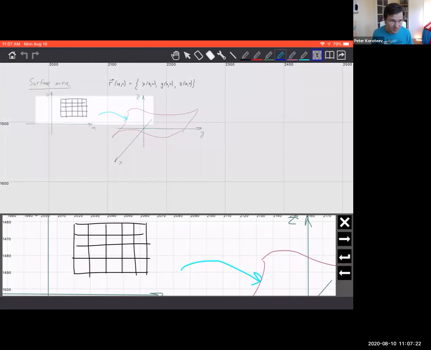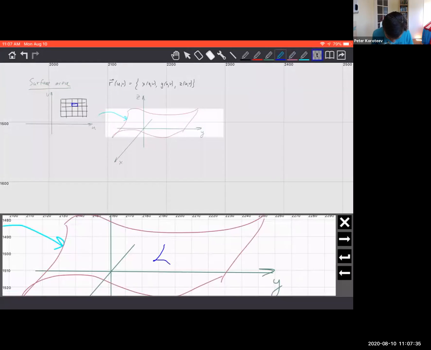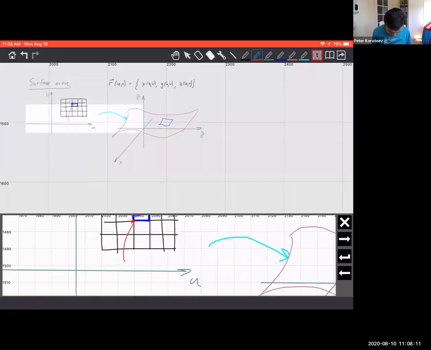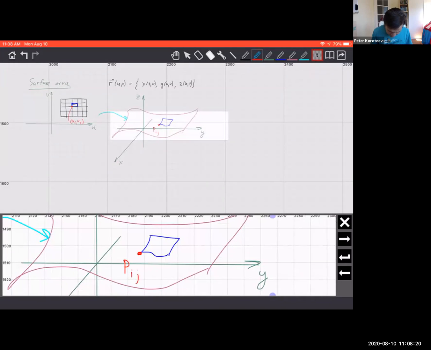So we can ask ourselves what happens with a small rectangle over here as it maps to the surface, its image. Let me not write down the full setup for the integral, so we know what's going on. We take a partition of the u-axis and a partition of the v-axis, and each of those lattice points will have some coordinates. Let's say this red point has coordinates ui, vj. Its image here will be a point, let's call it Pij.